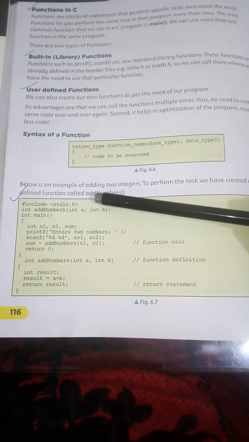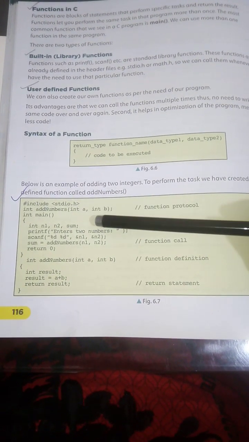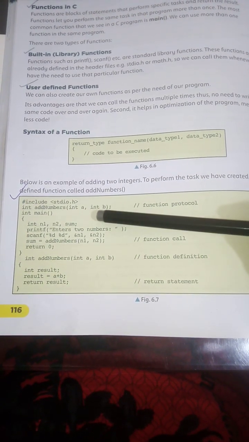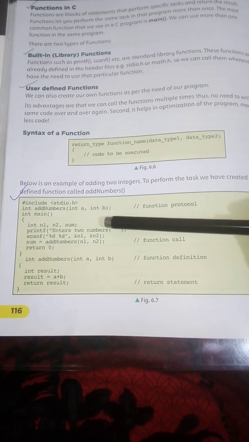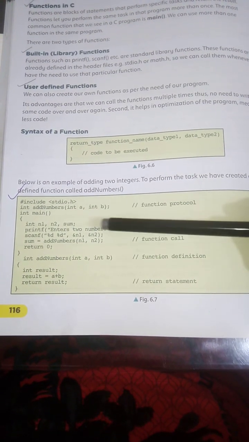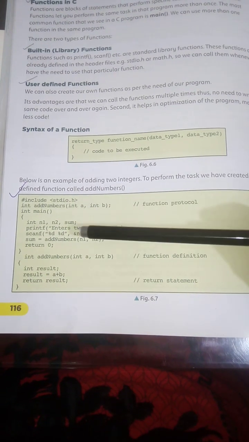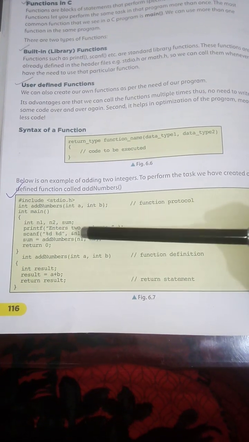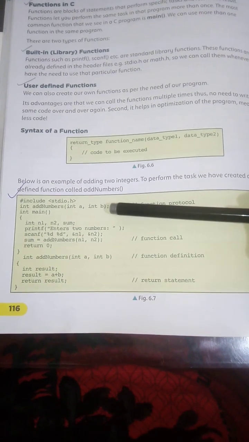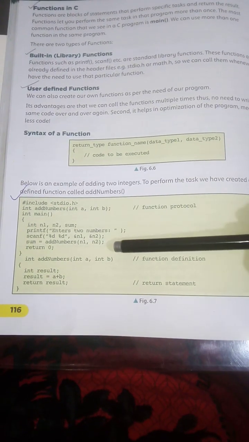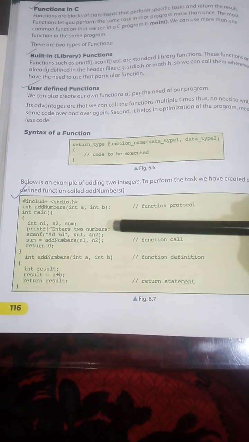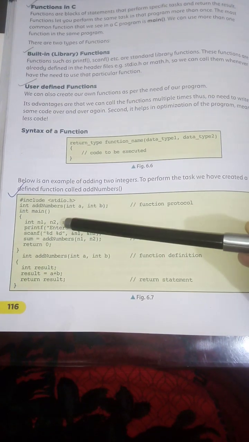For example, this is a header file, include stdio.h. int is the return type, addNumbers is the function name, and these are the parameters. Parameters are basically the input, and this int is the data type of the input, meaning a and b. This first section is called the function prototype, and the second half of the program is the function calling, meaning we are calling our function.